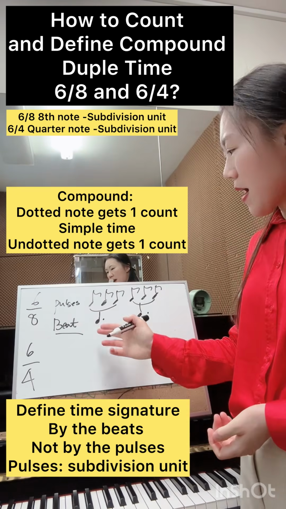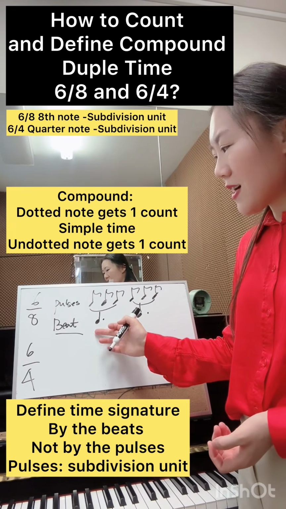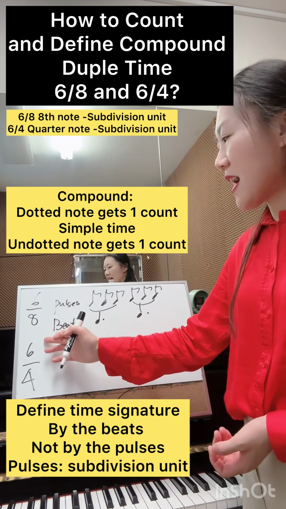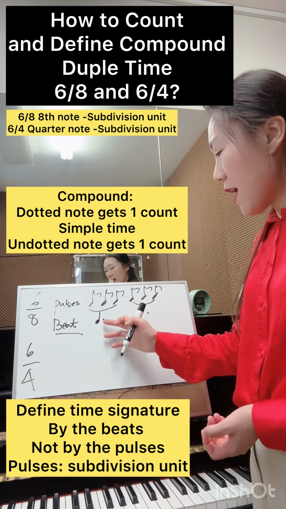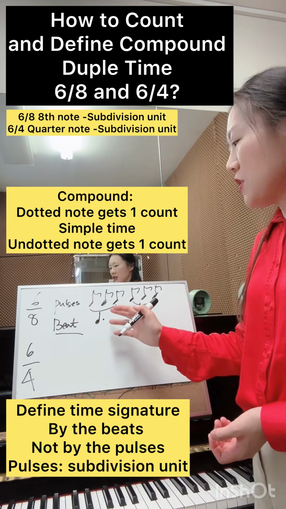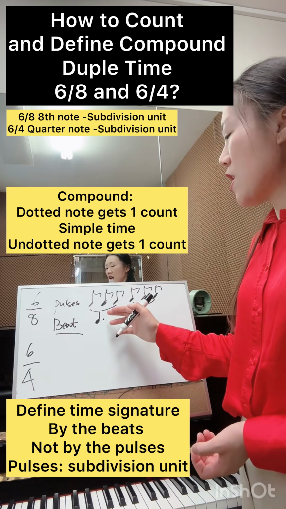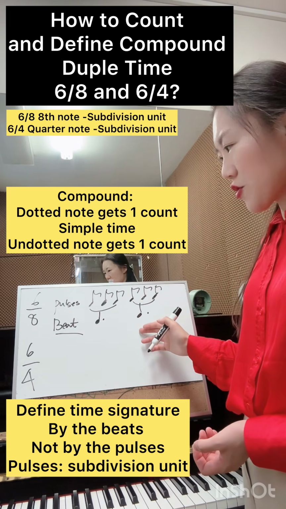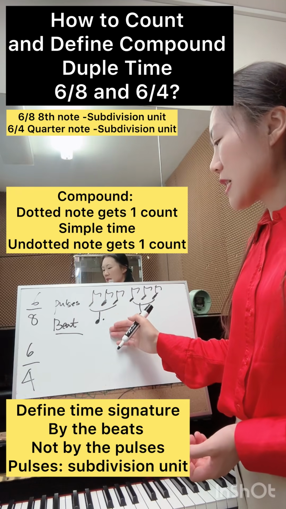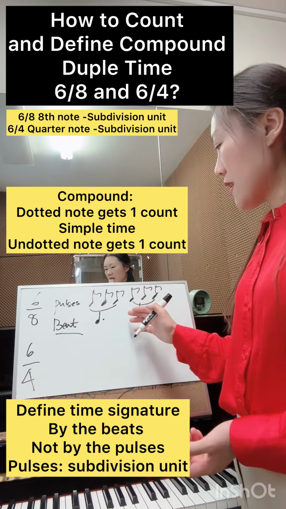So when a dotted note gets 1 count, we consider it compound time. We have 2 of these in every bar, so that's how it becomes compound duple. You have 2 dotted crotchet beats in each measure. We consider them compound time because the dotted note gets 1 count.